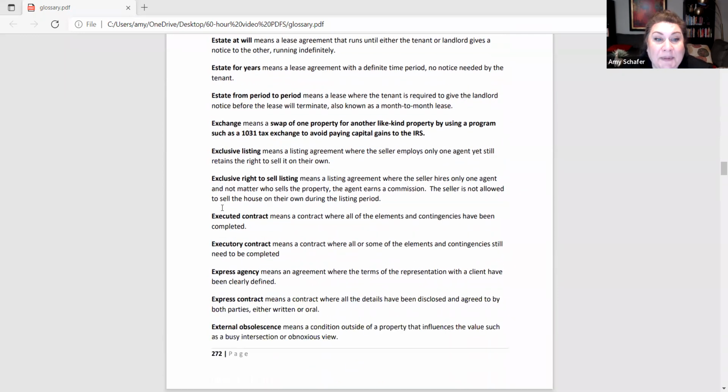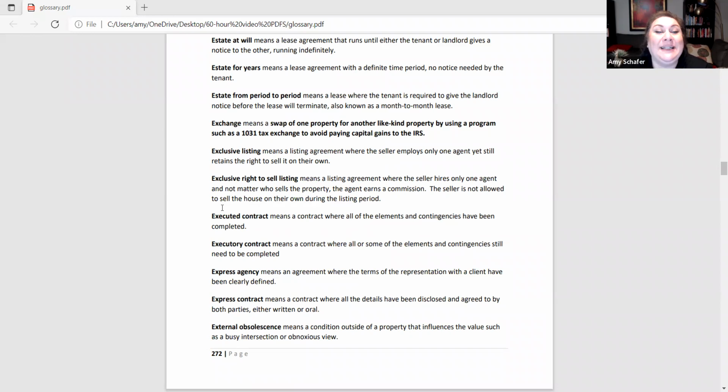I do think you absolutely, for agency purposes, there's 10 agency questions. I think a few of those could be around types of agency contracts. Exclusive listing and exclusive right to sell are both types of seller representation agreements. The exclusive listing is where the seller employs only one agent, yet they still retain the right to sell it on their own. And then whichever is the procuring cause, the seller or the broker, determines whether the commission gets paid or not.